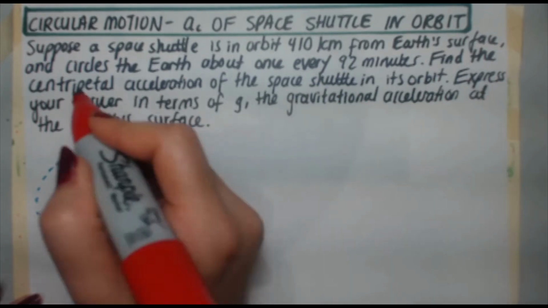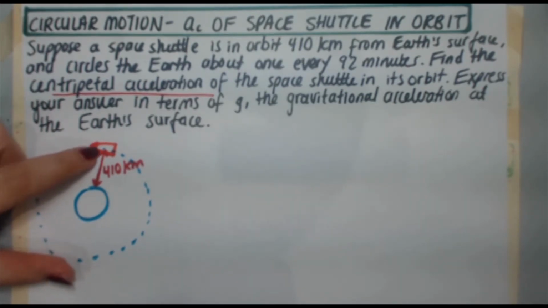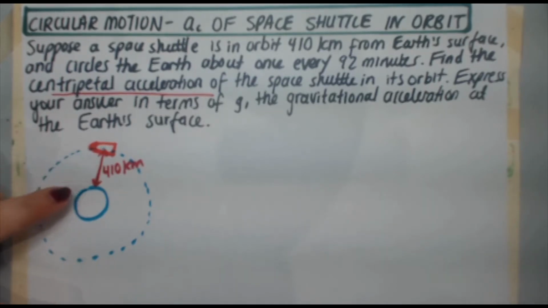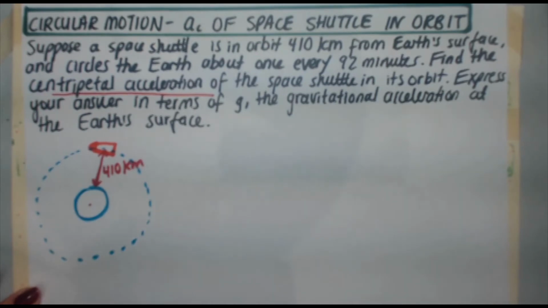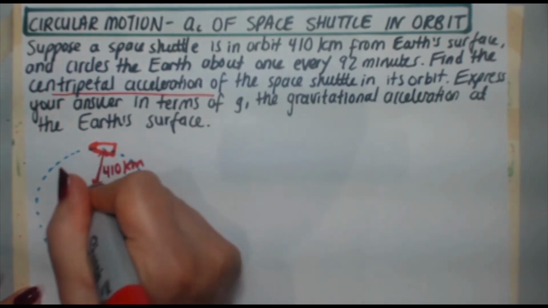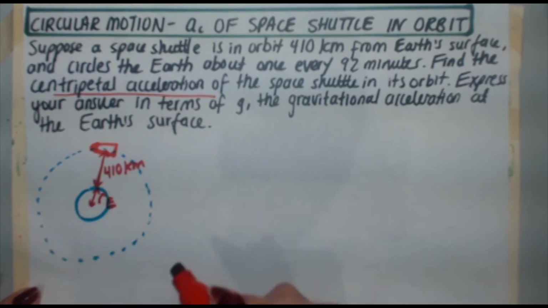We are looking for the centripetal acceleration. And we know that when we're looking for centripetal acceleration, we need the distance from the object that's undergoing the acceleration to the center of rotation. And the center of rotation is at the center of the Earth. So in addition to this distance, we need the radius of the Earth as well.